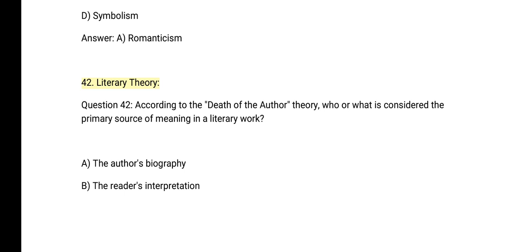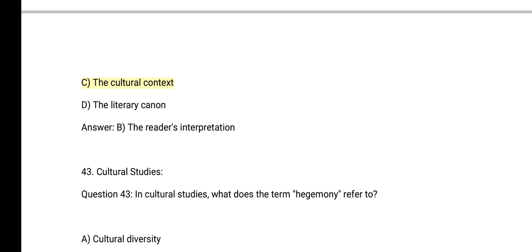42. Literary theory. Question 42. According to the death of the author theory, who or what is considered the primary source of meaning in a literary work? A. The author's biography. B. The reader's interpretation. C. The cultural context. D. The literary canon. Answer: B. The reader's interpretation.